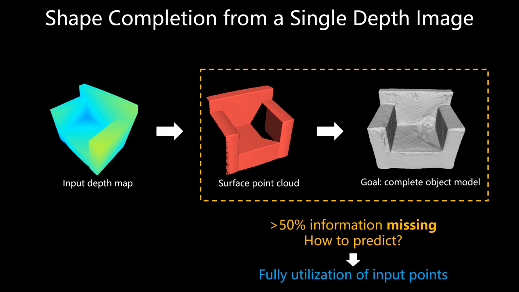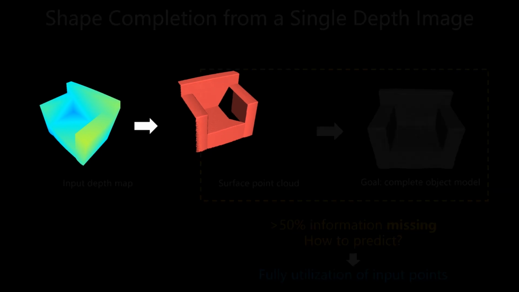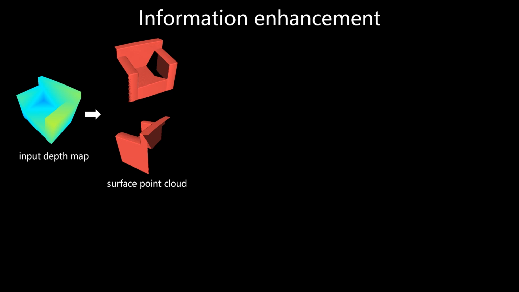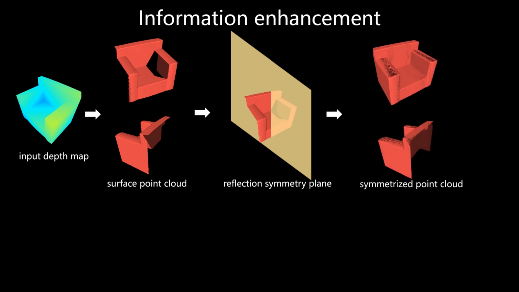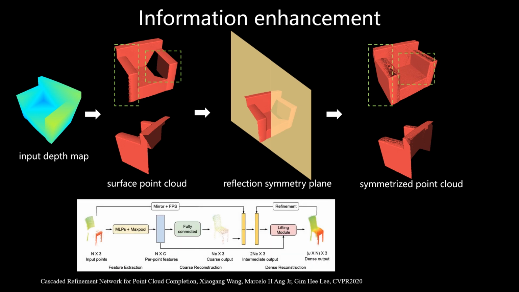Maybe we can start with the input point cloud. The first, intuitive way we call information enhancement. This is based on the observation that most man-made objects are symmetrical. For example, the yellow plane of a sofa. If we mirror the input point cloud through this yellow plane, the missing points on the right side will be completed by the left side points. This idea is utilized in the work of Wang et al. However, this way requires known symmetry planes, which is in fact a rather strict condition.